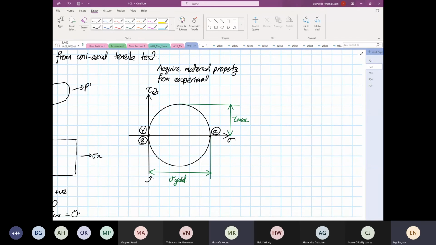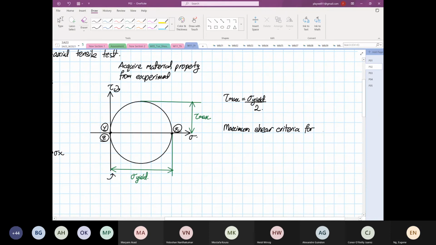So what you will see is our stress yield, or tau max, is equal to shear yield divided by 2. So this is known as the maximum shear criteria for design and for analysis.